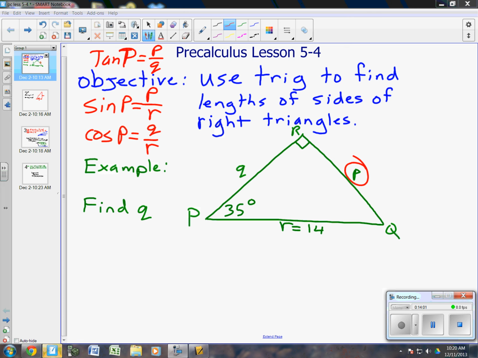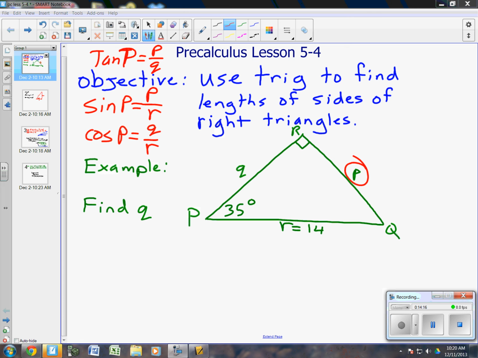But on this one up here, I don't know either P or Q, so I'll have two unknowns. Can we solve an equation if we have one equation with two unknowns? No, we can't. So you want to set up your equation so you only have one unknown. So I'm going to use one of the ones that has a radius.